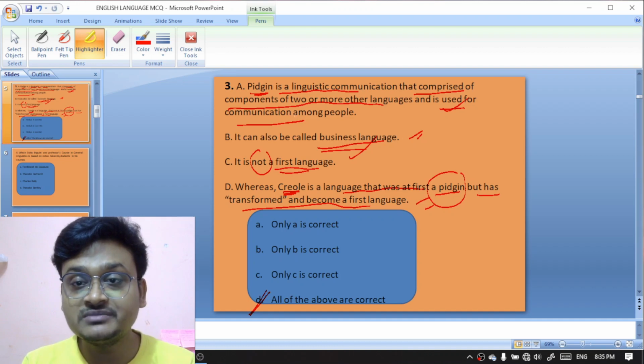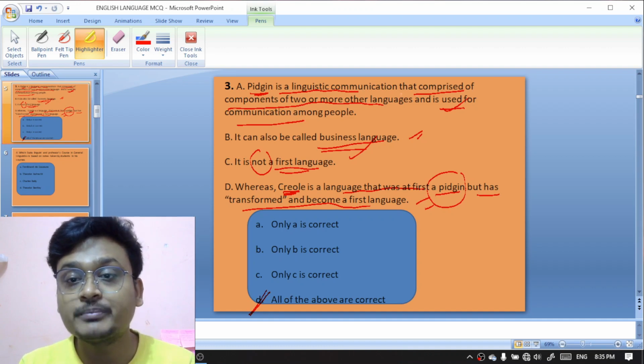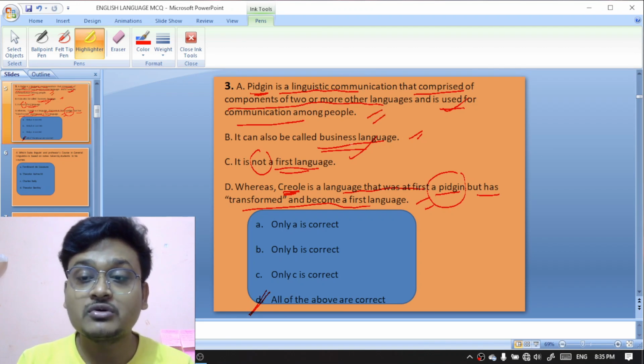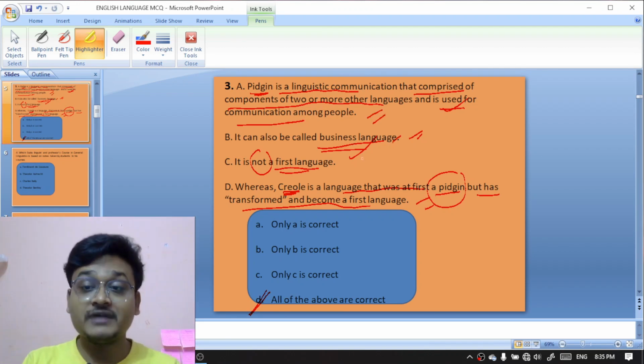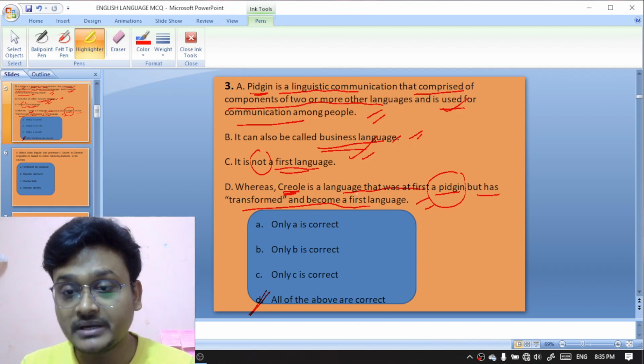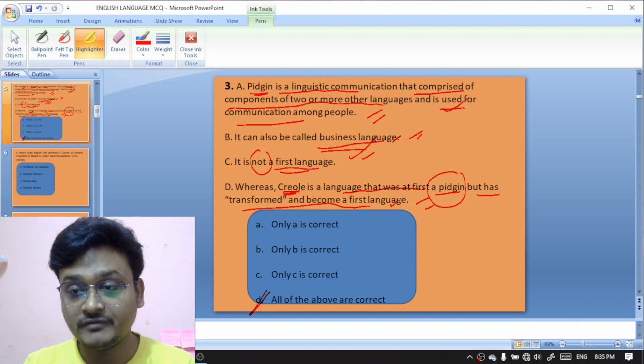So what is a pidgin? Pidgin is a linguistic communication that comprises components of two or more other languages and is used for communication among people. It can also be called a business language. It is not a first language, whereas Creole is a language that was first a pidgin but has transformed and become a first language.